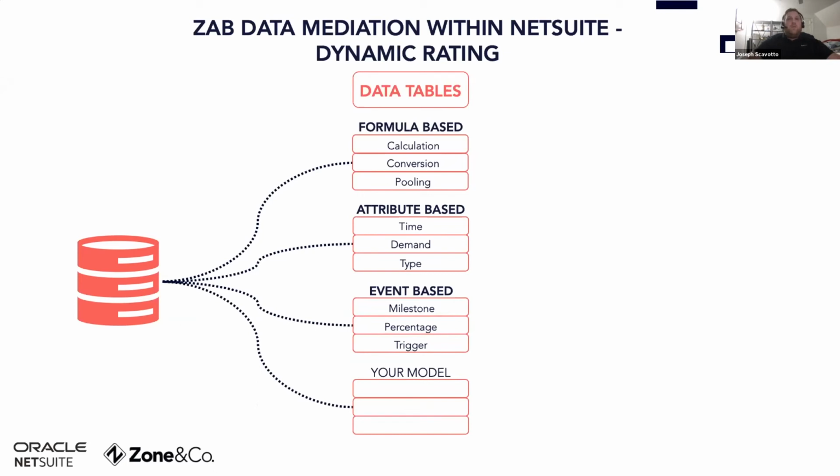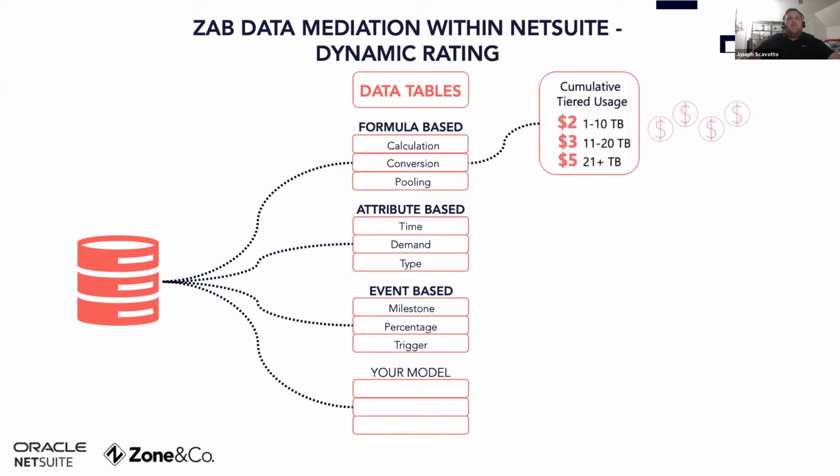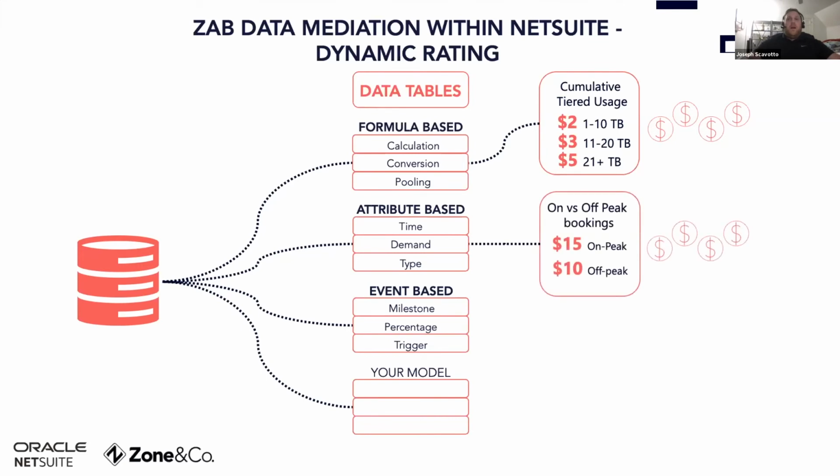Now, each one of those formula-based models might have some sort of tier involved. So you might have cumulative usage based upon some sort of tiering or price book, and the system is going to be able to handle those calculations. Now look at our attributes. We have our on and off peak example, so we have different rates for different times of the day. We can define what time of day means off peak, and the system does that heavy lifting.